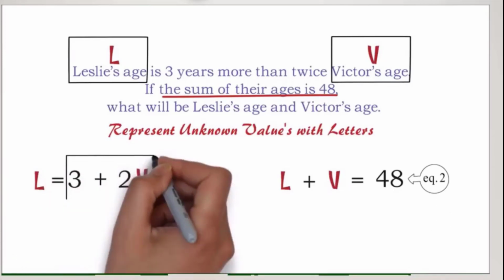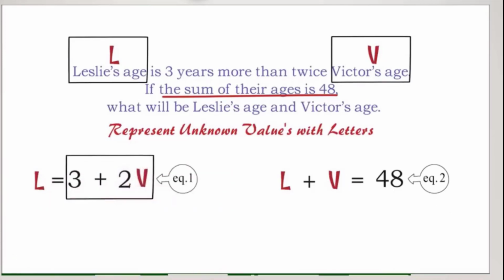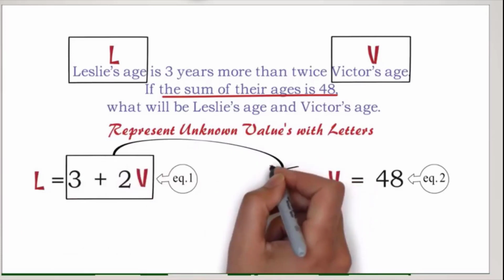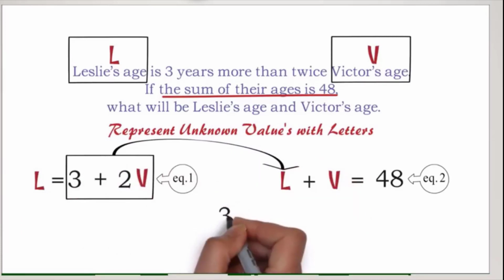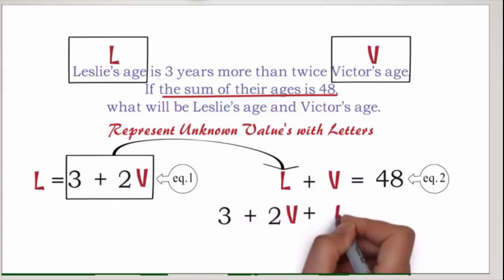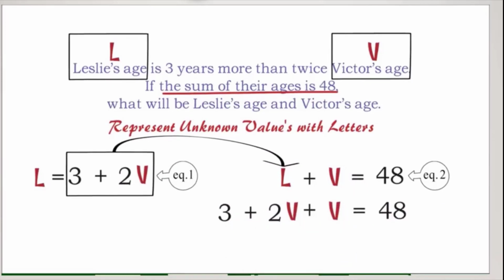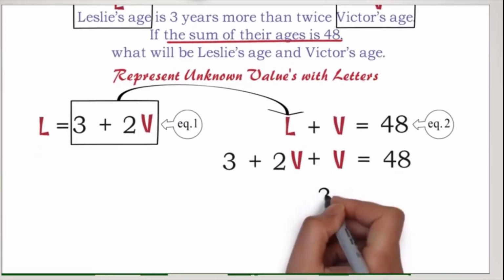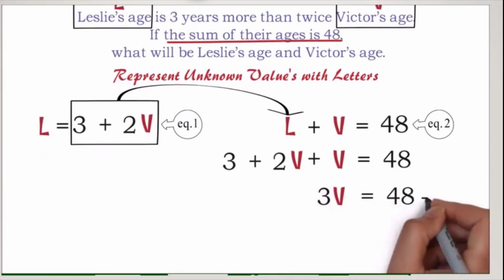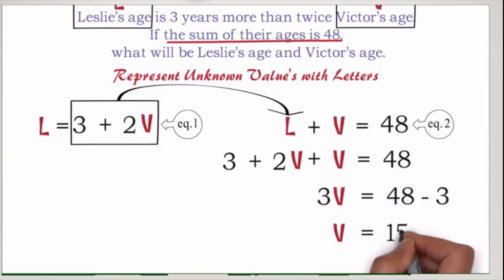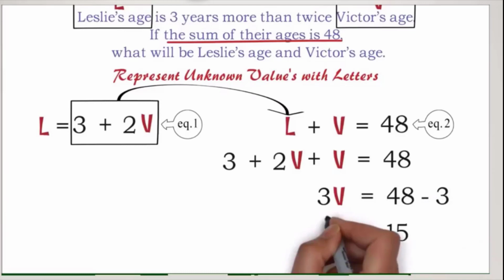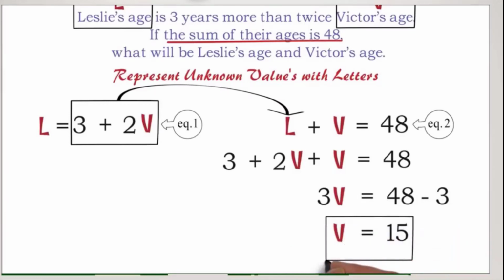Since L is 3 plus 2V, we can substitute the L in equation 2 with 3 plus 2V. We have 3 plus 2V plus V equals 48. We solve for V. We have 3V equals 48 minus 3. V equals 15. So here we have Victor's age as 15 years.